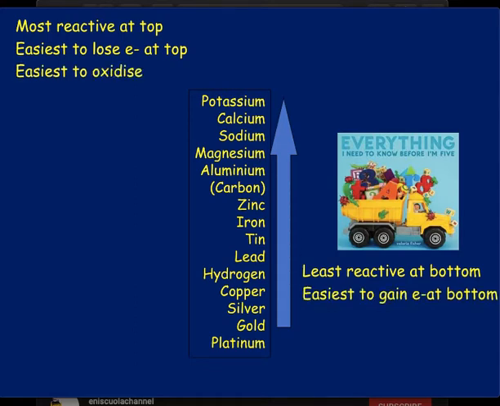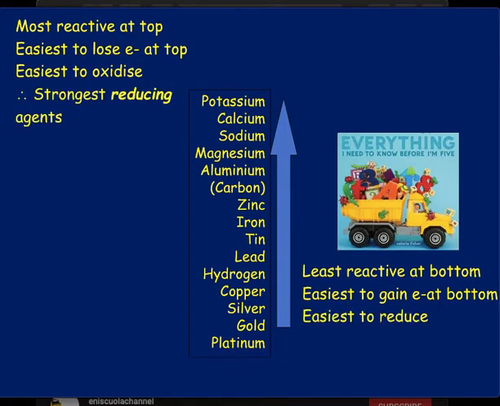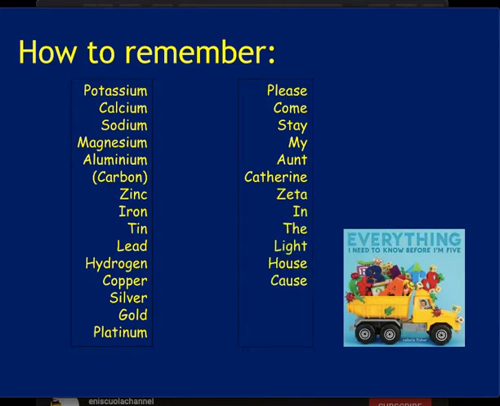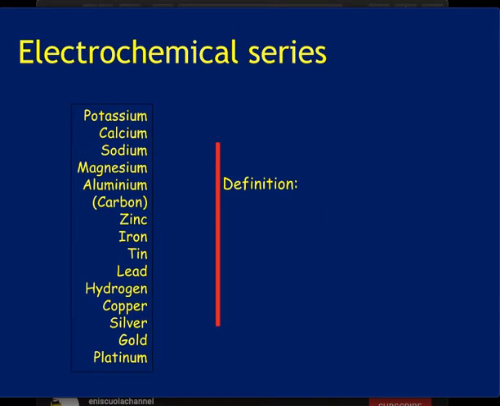So things at the top, easiest to oxidize, they obviously make the best reducing agents, and if you live at the bottom, you're easiest to reduce and you make the best oxidizing agent. So I gave you this silly sentence to remember it: Please come stay my Aunt Catherine's in the lighthouse because she's got piles. Because sometimes they can ask you which thing is more reactive, so it may help.